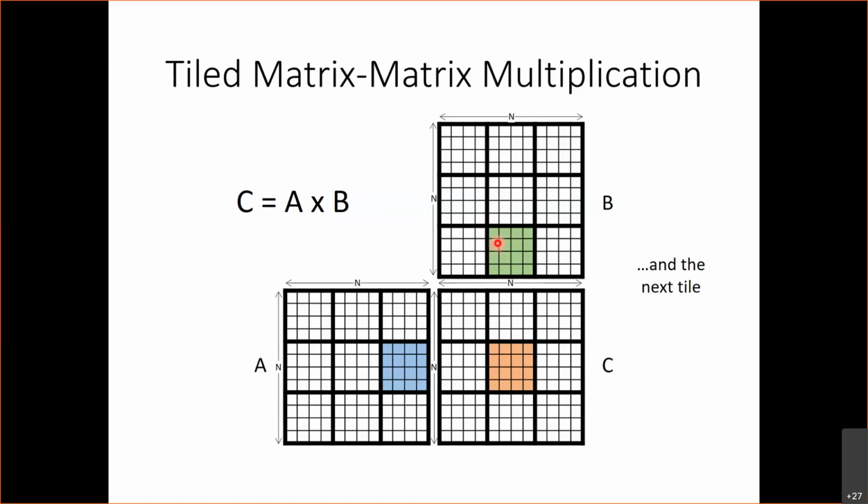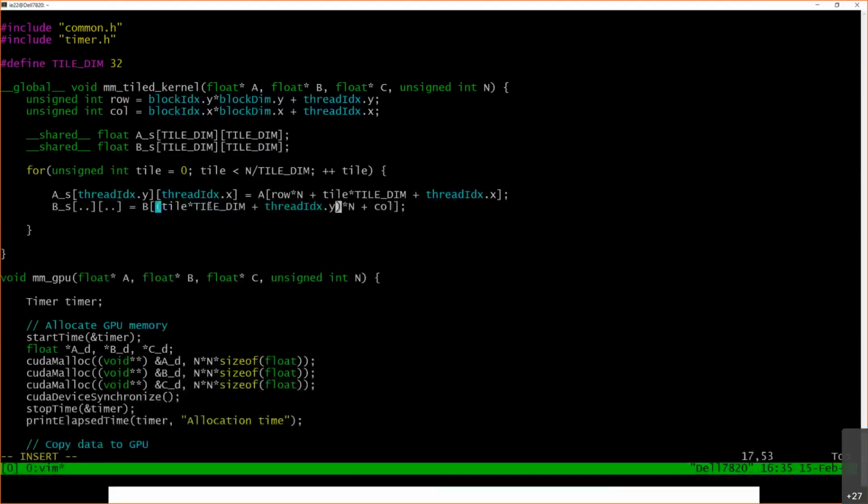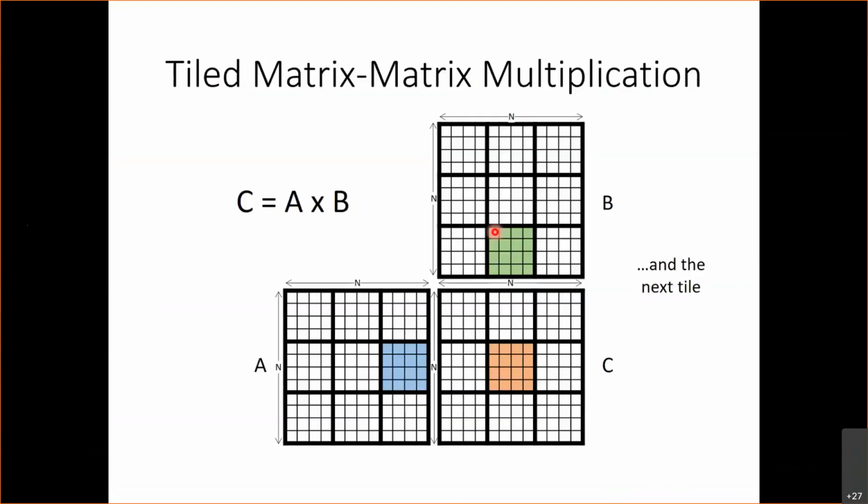Clear? Okay. All right. So here, similarly, we're going to use thread index.y and thread index.x. So now what we have done is we've loaded this tile of B and this tile of A into shared memory. Now what we want to do is compute with them. So we're going to loop over the shared memory tiles and do the dot product of this partial row with this partial column, for example. How do we do that?